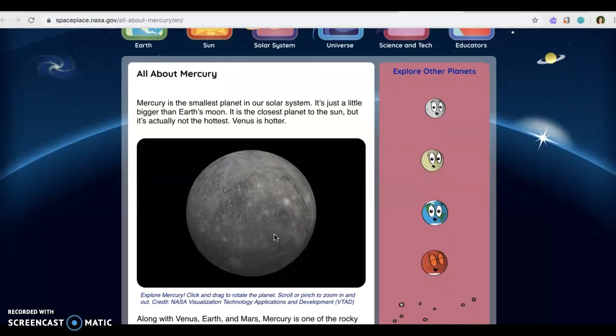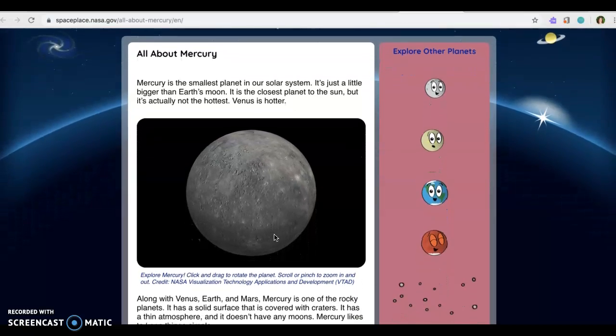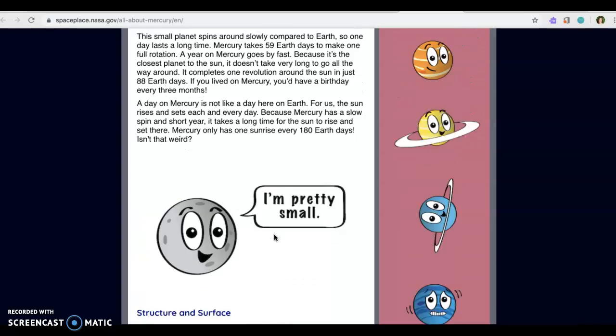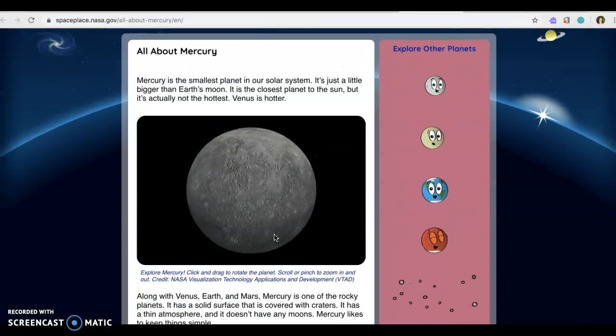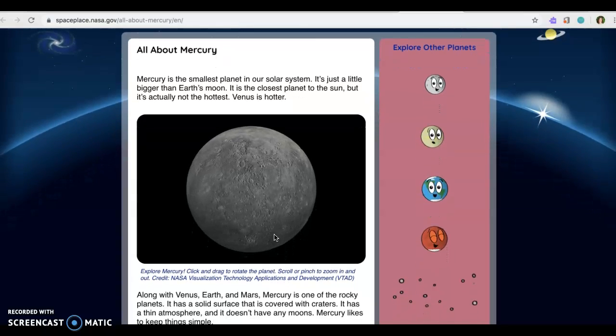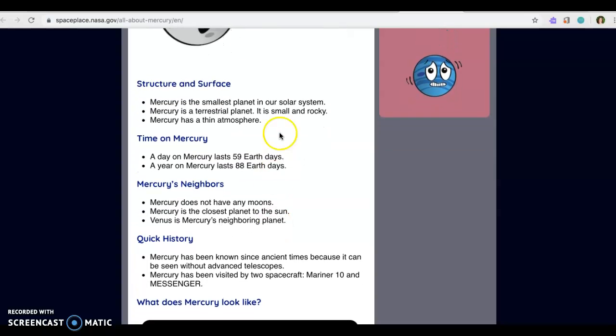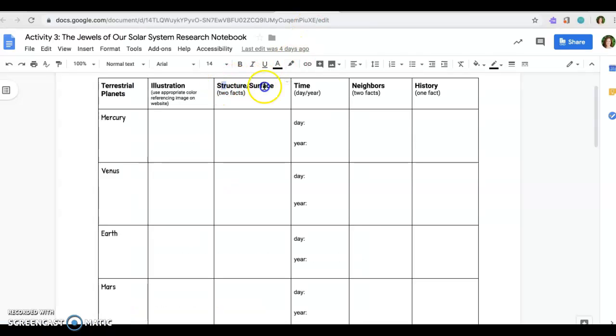But I want you to still take the time today to read this little bit of information about Mercury so that you have a little bit of an understanding of where the information in your chart came from. Mostly, I want you to pay attention to the section below that says structure, surface, time on Mercury, Mercury's neighbors, and quick history. This is the information that I'm actually asking you to put into your chart. So this is where I got all of the information for Mercury.